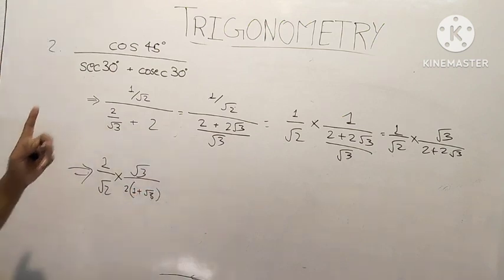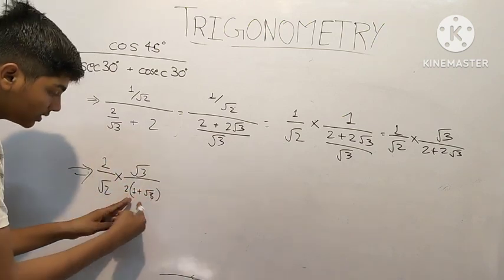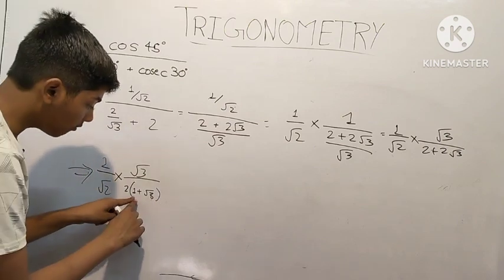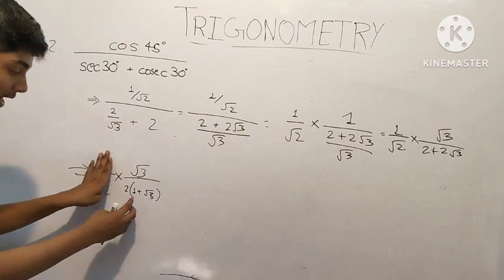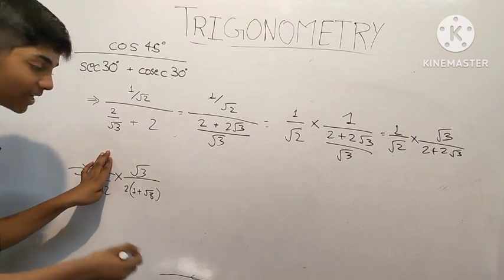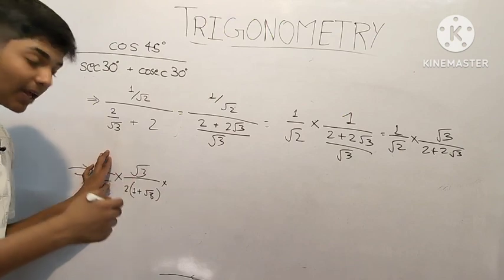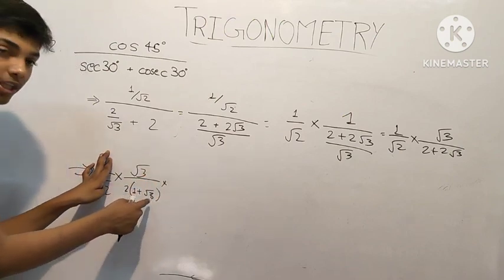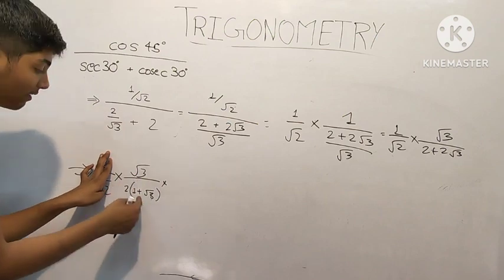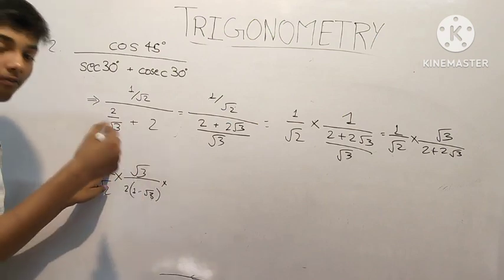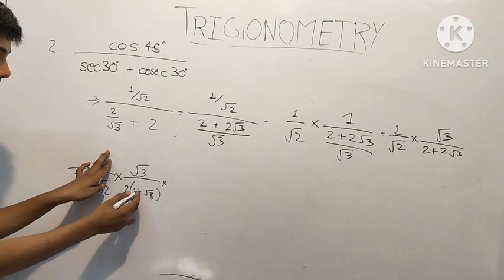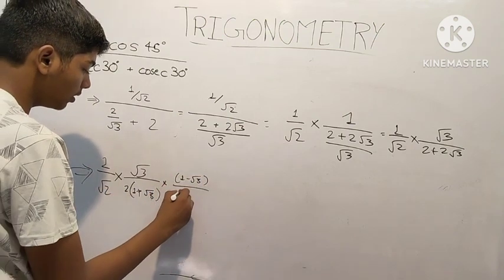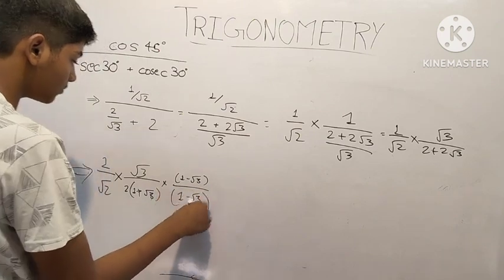Now if you remember, we can rationalize this. This is our irrational term, right? 2 is rational, but 1 plus root 3 in the denominator is irrational. So what we will do is multiply both of these by 1 minus root 3. If it is plus, then we use 1 minus root 3. If it had been minus, then it would be 1 plus root 3. So since it is 1 plus root 3, we will multiply both by 1 minus root 3 upon 1 minus root 3. Correct?